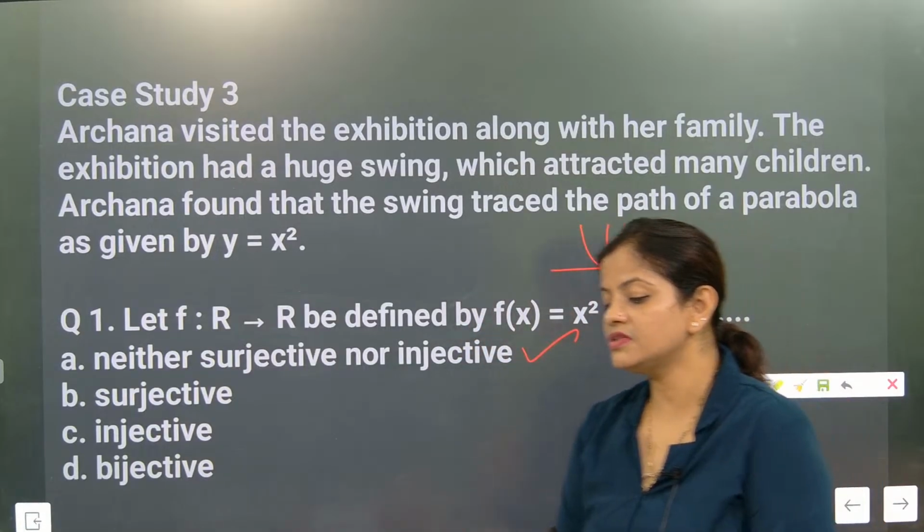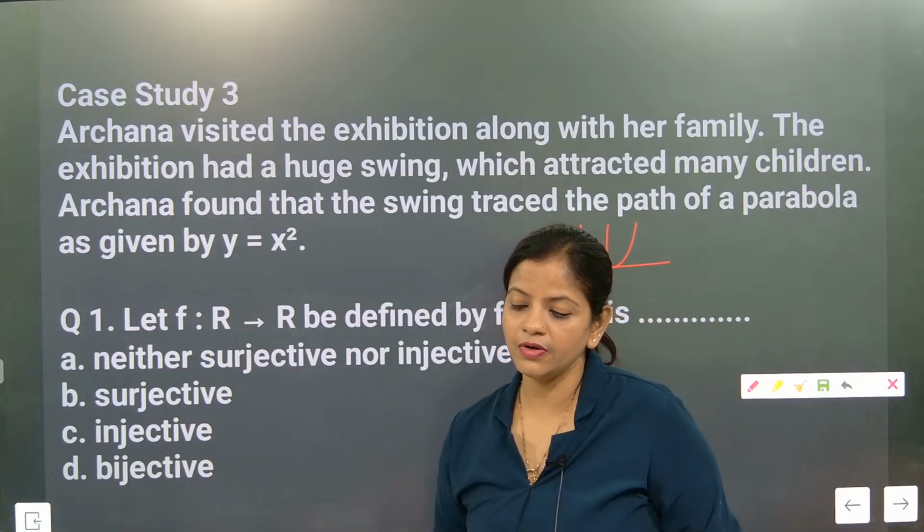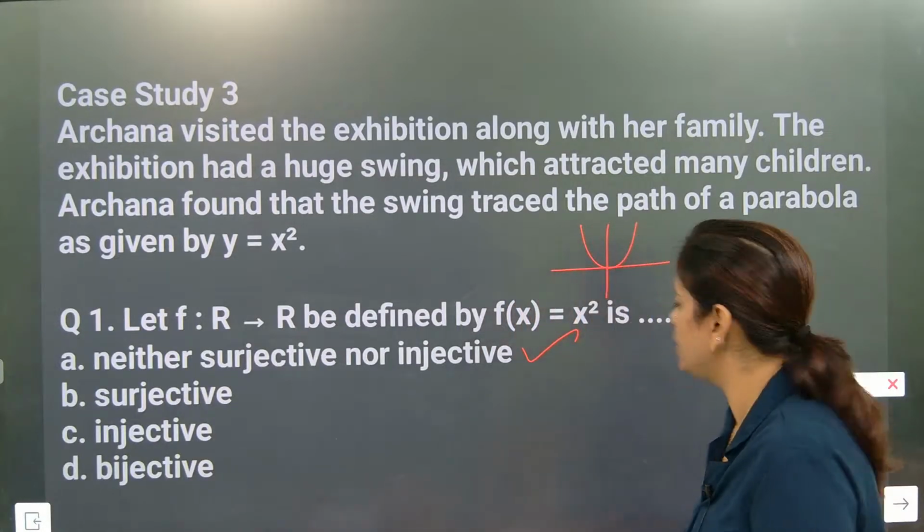Many-one means not injective. Onto is surjective, so not surjective is into.